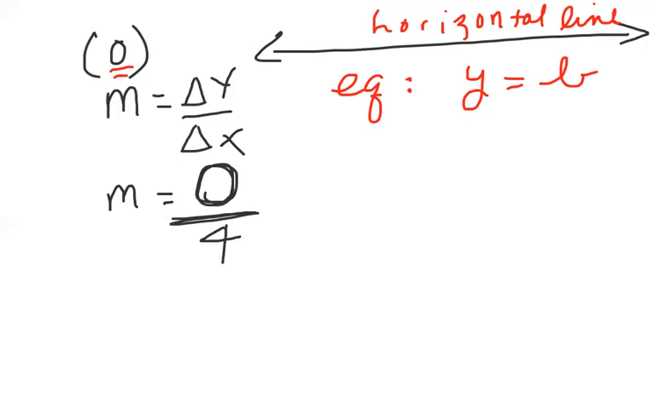Now, let's move on. Here comes the second scenario, guys. Now, for the second case, let's think about it. We're still talking about slope. What if instead, guys, the slope was 4 over 0?